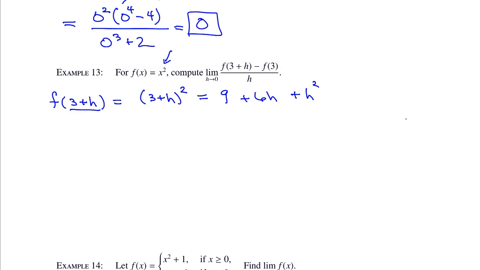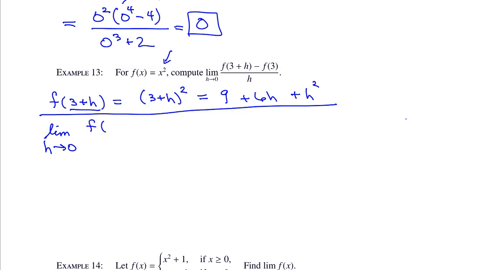Okay. All right. So with that little piece of knowledge, let's go and compute what we're actually here for. The limit as h goes to 0 of f of 3 plus h minus f of 3 over h.